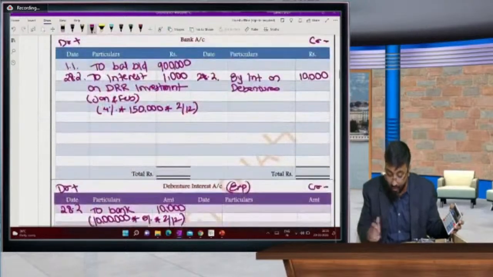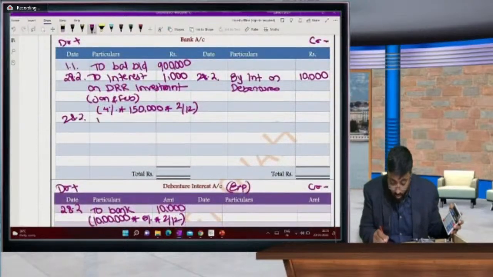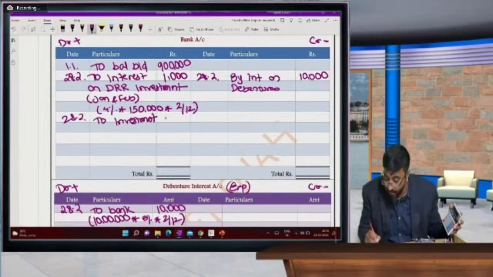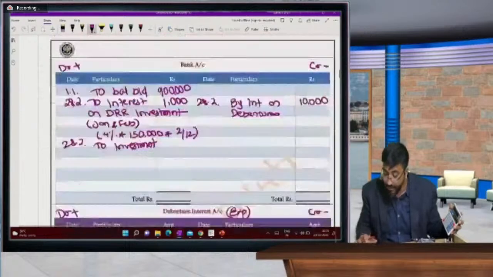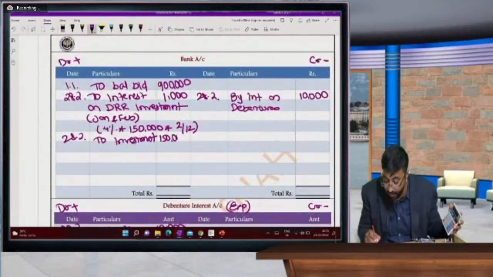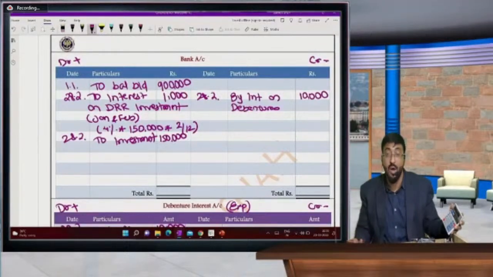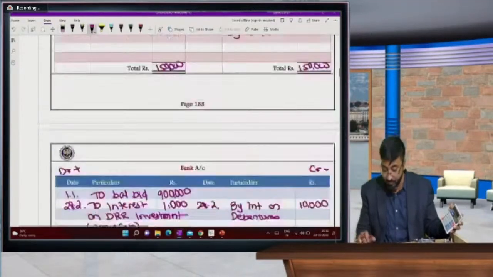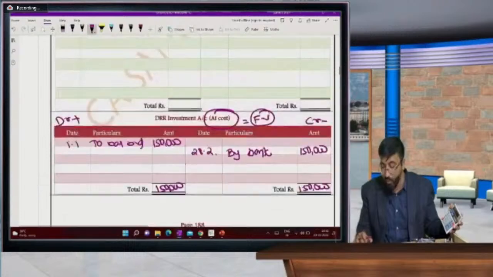And in the bank account debit, to investment. Please do this question with me after drawing all these accounts. Once again you watch this video. To investment, I will tell you the complete sequence.